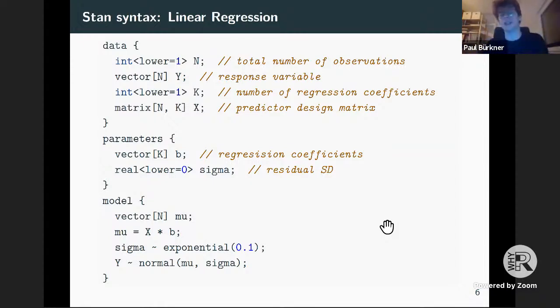So for example, in this linear regression case, what kind of data are we needing? First of all, we need an integer of length 1 that basically tells us how many observations we have.